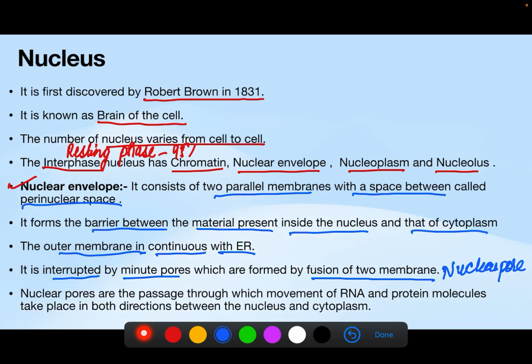The nuclear pores are passages through which the movement of RNA and protein molecules takes place in both directions between the nucleus and cytoplasm, and from cytoplasm to the nucleus.